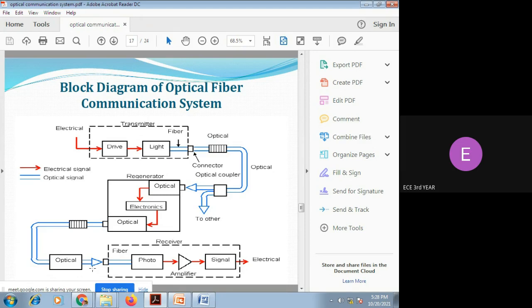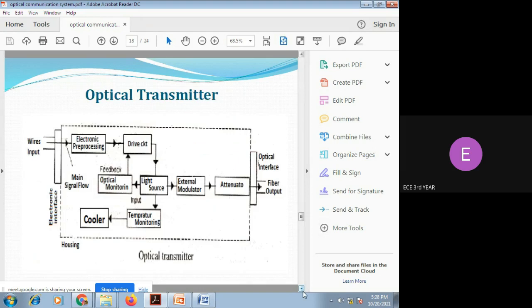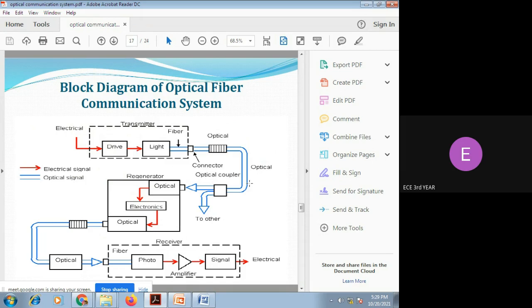Finally, the receiver section receives the optical signal from the cable. The cable carries a light signal, and the light signal is mixed with channel noise. That is, our original data in the form of light plus channel noise arrives at the photo detector block. This photo detector may be either a PIN photo diode or an avalanche photo diode, depending upon the cost constraint, the application, and also your design and requirements.